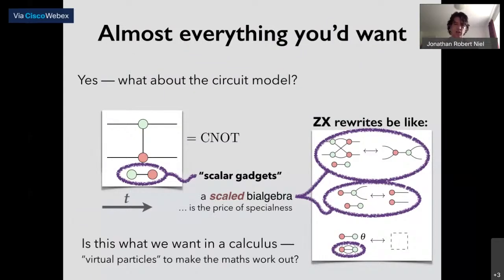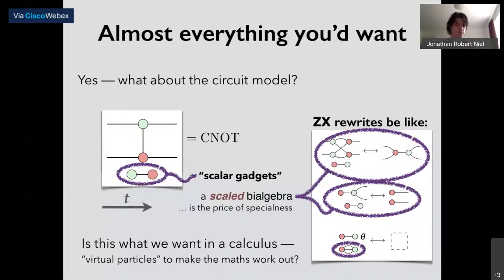Okay, so is this actually what we want in a calculus if we were sort of designing this precisely for reasoning about quantum circuits? I mean, it's not easy to come up with these calculi. There are good foundational reasons for having thought about this. And as I noted, there's a very good reason to have this model for the ZX calculus in settings where you have the individual nodes actually represent basic transformations of your system. But for reasoning about quantum circuits, is this what we want? To have diagrams where we've got virtual particles to make the mathematics work out?